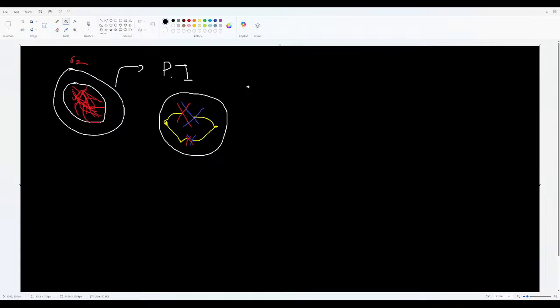So yeah, this is all happening during prophase one, right? So prophase one, just imagine prophase and prometaphase all condense into one step. So now we're going to move into metaphase one.